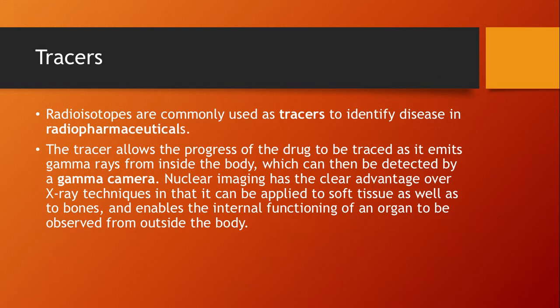So, from the previous lesson, we learned about these radioactive elements that will decay and give off gamma rays as well as alpha particles and beta particles. Well, we can use that as a tracer, as a way to see what happens in the body when you take one of these substances.